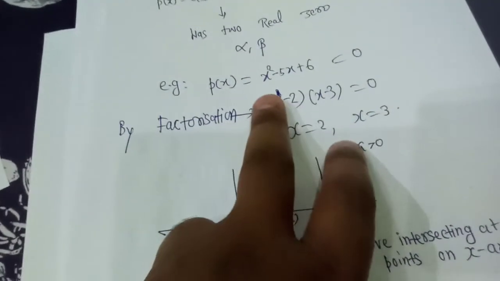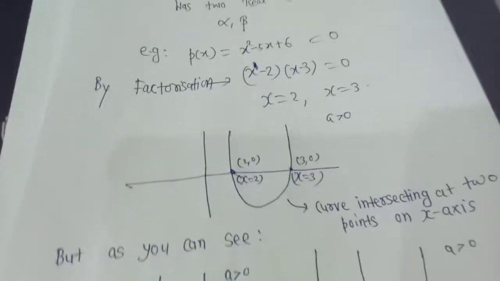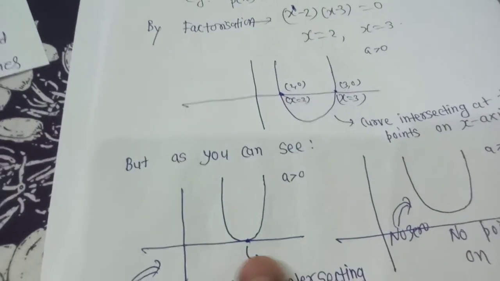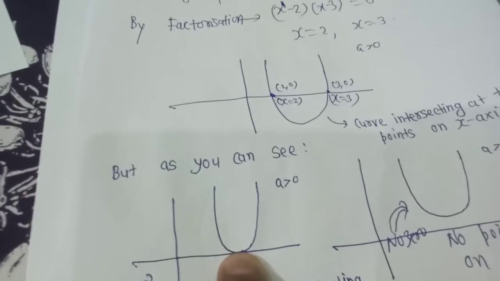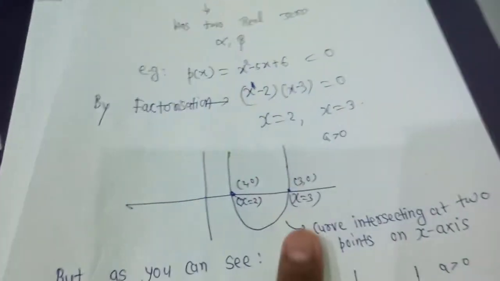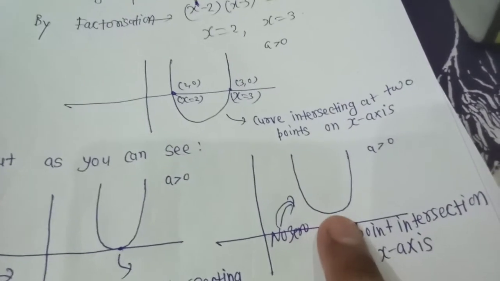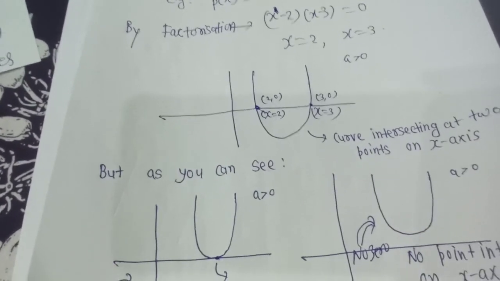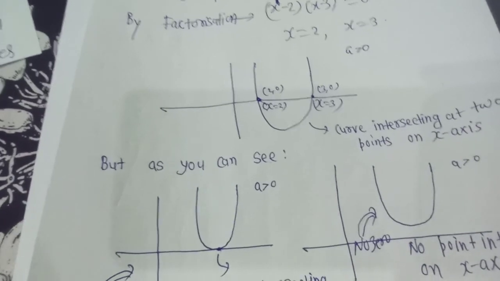If it had two identical zeros, then it would have come like this parabola. But if it had no real zero, then it would have come like this, with no point of intersection on the x-axis. That's it. We'll learn more about finding the zeros of a polynomial in the next class. Thank you.